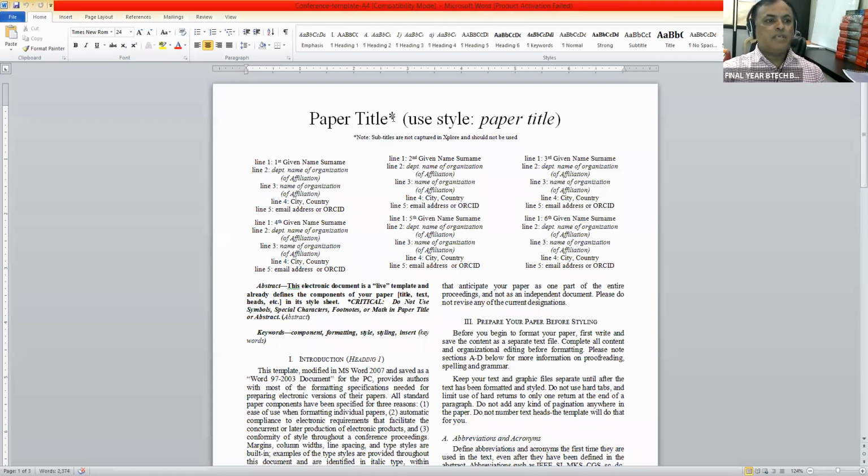So you can have this paper title. You can see that it is in Times Roman.